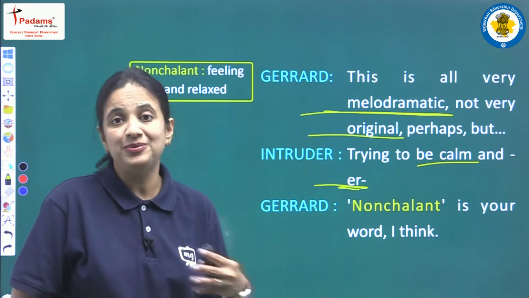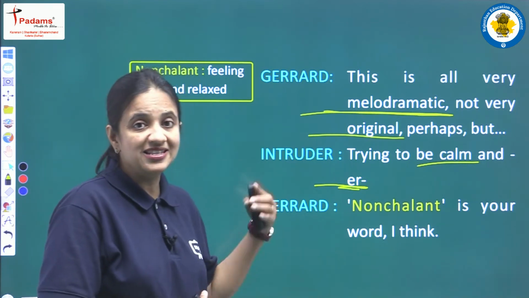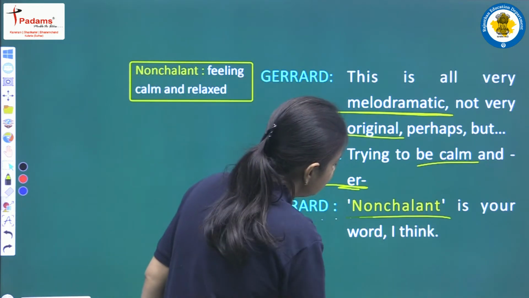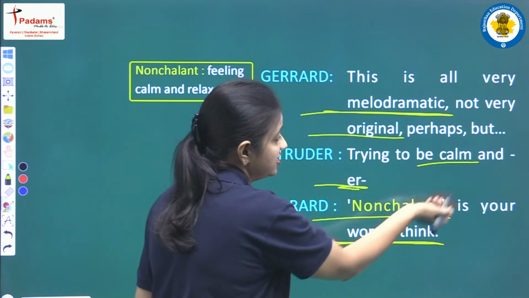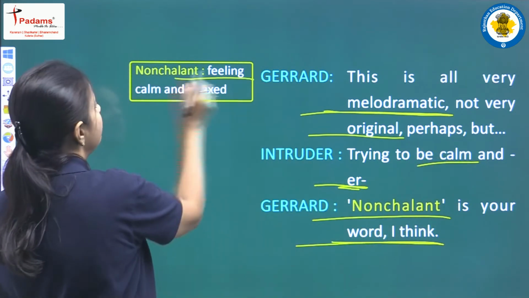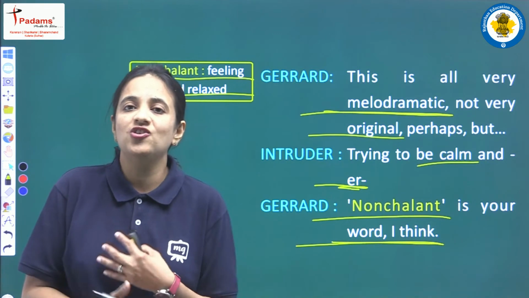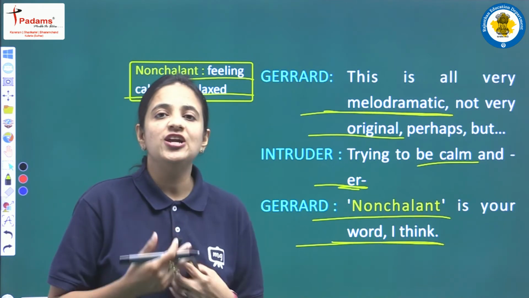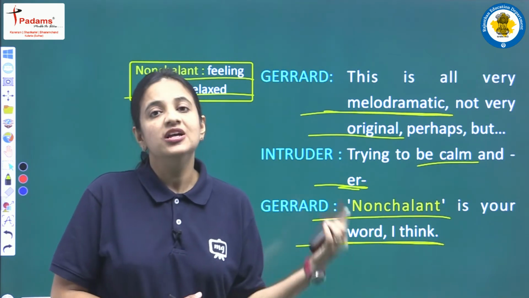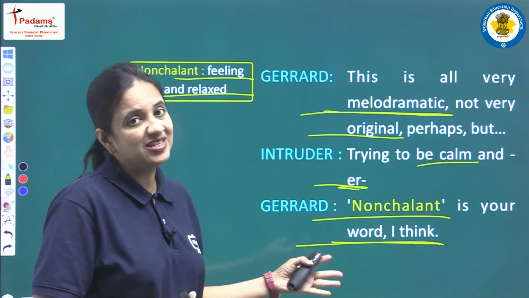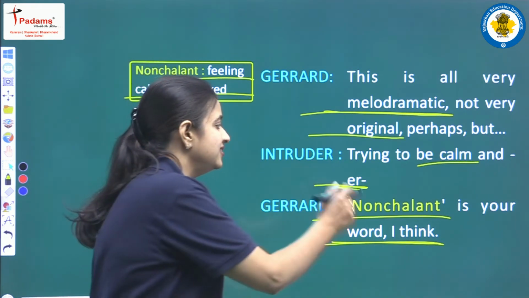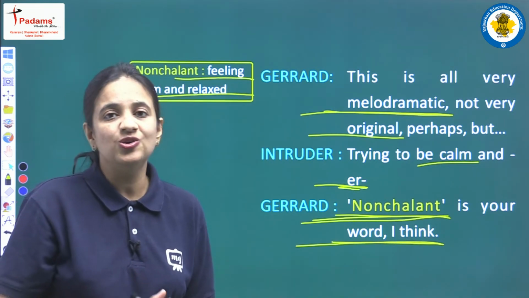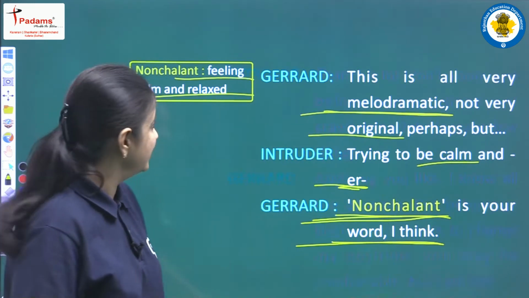So Gerald is there to help that intruder and he is completing his sentence and he is suggesting one word to that intruder and he is saying nonchalant is your word, I think. So nonchalant is just the synonym of calm. Nonchalant means feeling calm and relaxed, or we can say not at all anxious. The intruder was saying that I am just trying to be calm and he was trying to find one more word. So Gerald suggested the word and his suggestion is nonchalant. He is saying nonchalant is the word that would suit to complete your sentence.